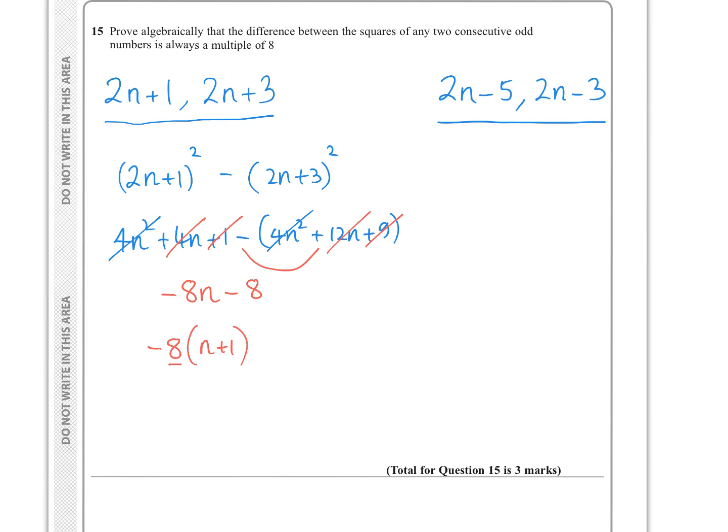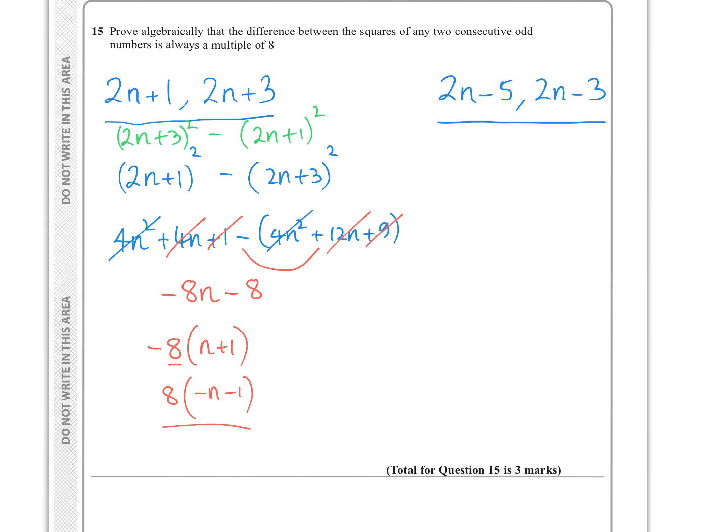Now if you don't like that, you can just write this, and therefore you've got a multiple of 8. Again, some students would prefer to do this. I think the mark scheme sometimes shows it this way round, the bigger one first. And you can work that out for yourself.